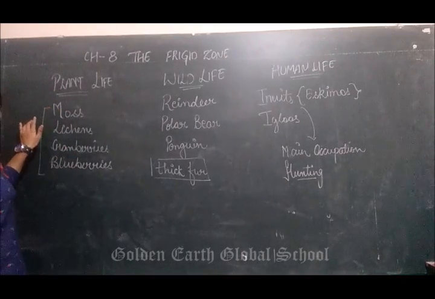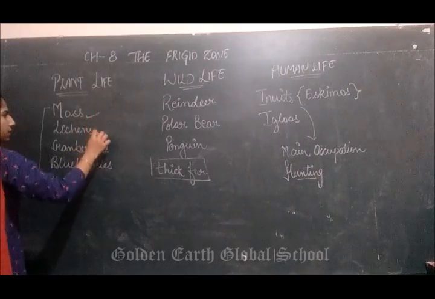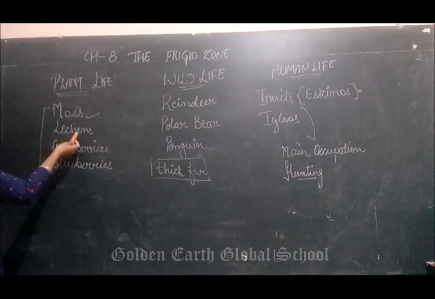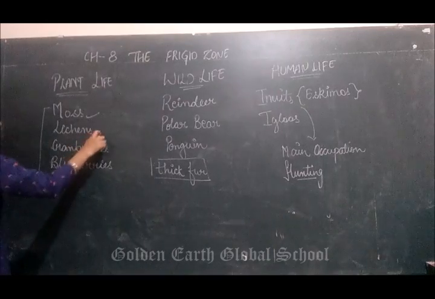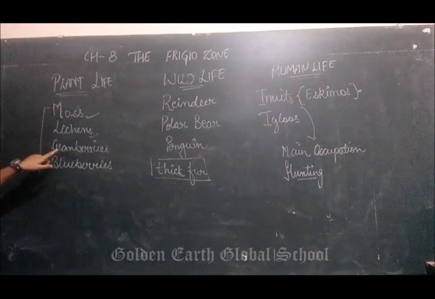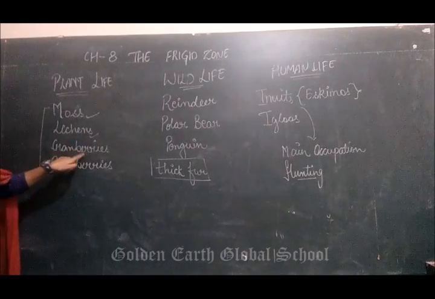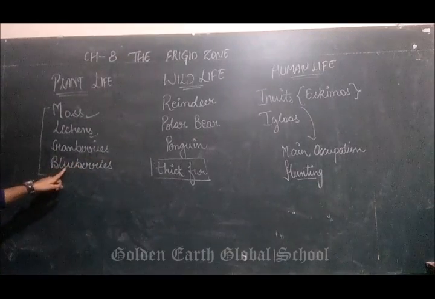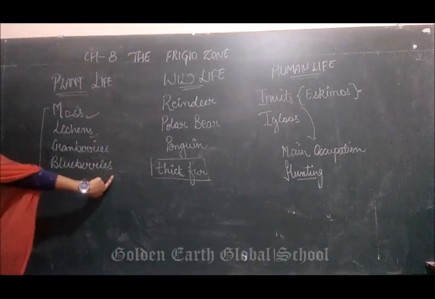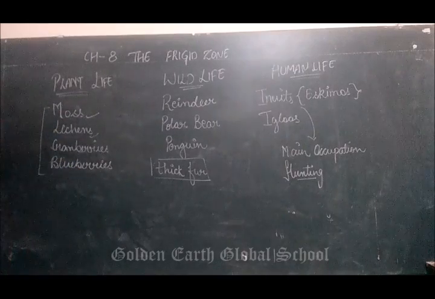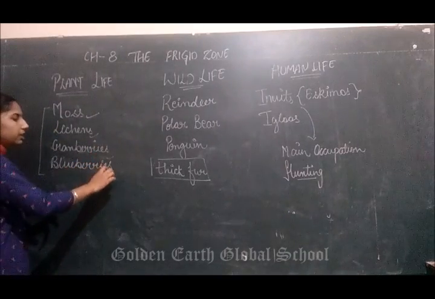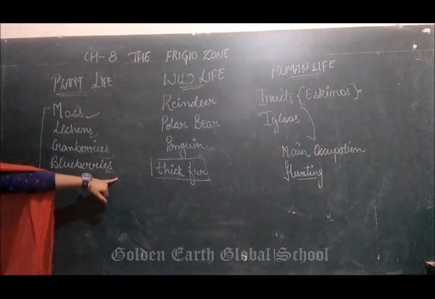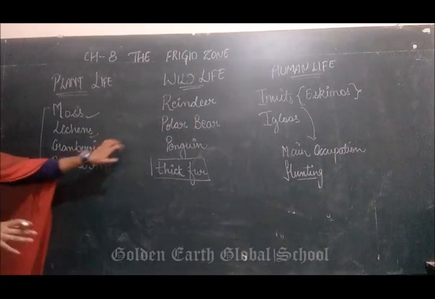plants which are seen. Moss, lichens, cranberries, blueberries. These are the plants which are usually seen in the frigid zone. Otherwise, the frigid zone is completely covered with ice throughout the year.